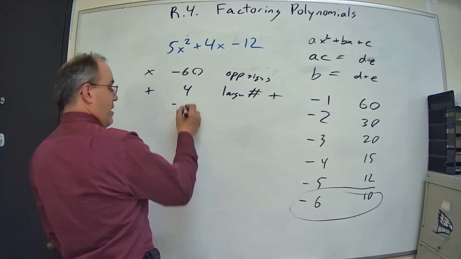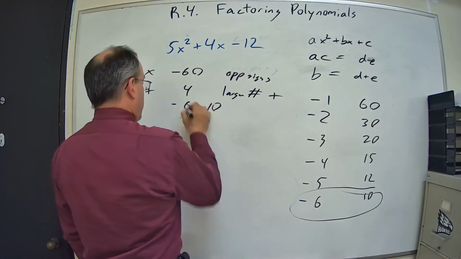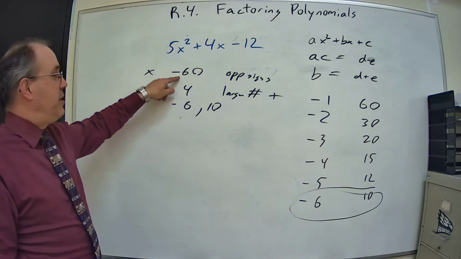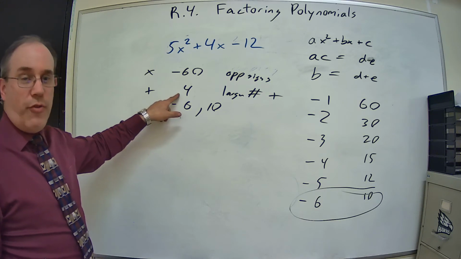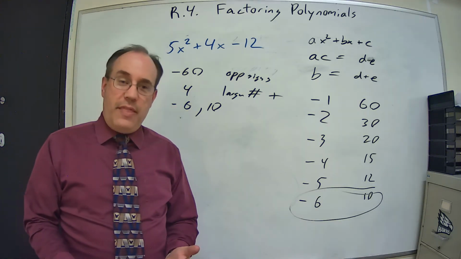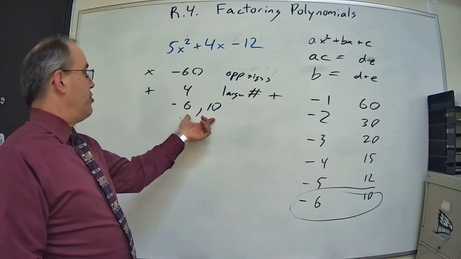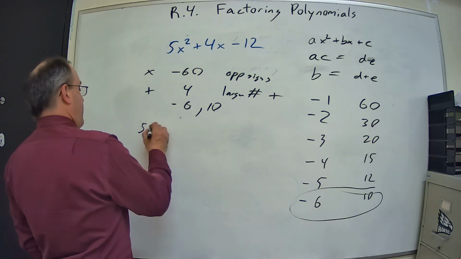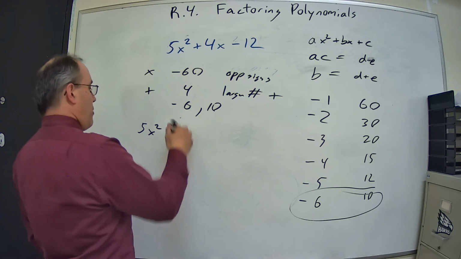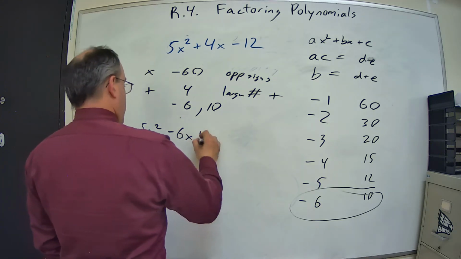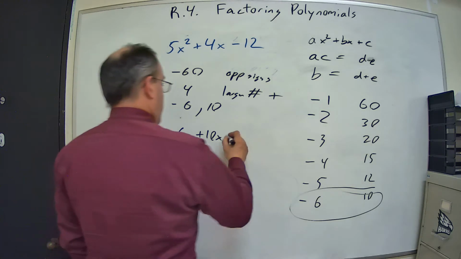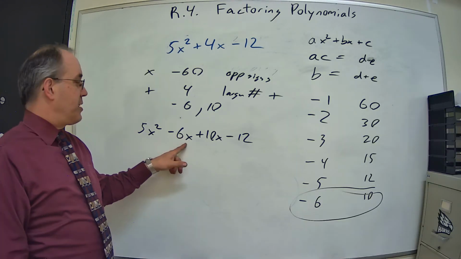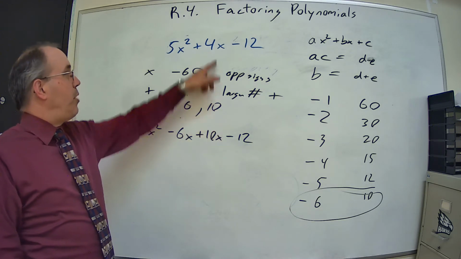So we've got negative 6 and positive 10. Those are numbers that multiply to negative 60 and that add to positive 4. Now that I've done that, I'm going to use this to split up this 4x. So I'm going to stick with 5x squared, but now I'm going to say minus 6x plus 10x minus 12. Notice that negative 6x plus 10x adds up to positive 4x.